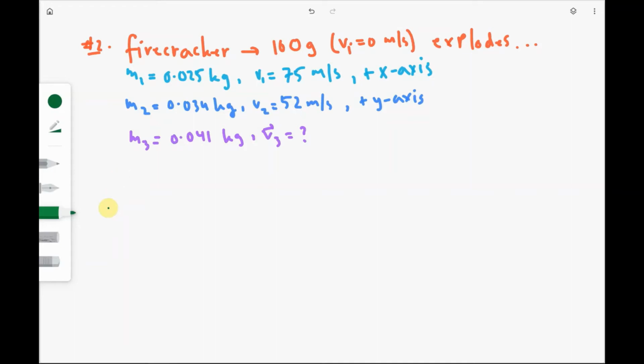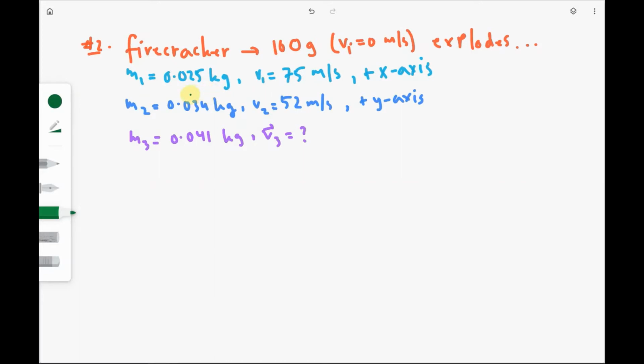Okay, so here we have a firecracker which explodes, and the initial mass of the firecracker before exploding is given to us to be 100 kilograms, and the initial velocity was at rest. So before exploding, the firecracker is just sitting there, and it explodes into three parts, right?